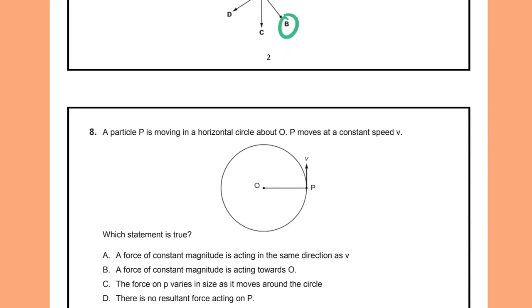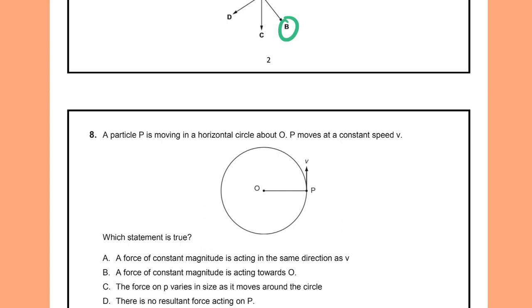Question number 8, a particle P is moving in a horizontal circle about O. P moves at a constant speed V. Which statement is true? A force of constant magnitude is acting in the same direction as V. Is the force a constant magnitude? The answer is yes. For a uniform circular motion is what we really call it, because the radius is fixed, speed is also fixed. But does it act in the same direction as V? The answer is no. The force acts towards the center of the circle.